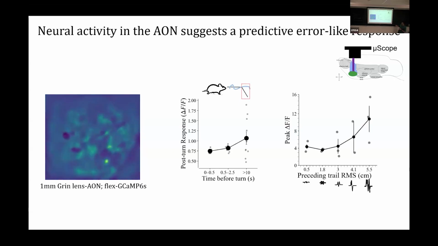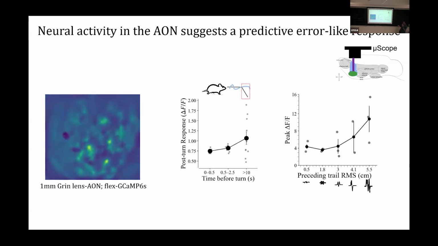here, post-turn response similarly seems to correlate to how long they have been tracking the trail. So in other words, if the animal has been tracking the trail for longer, the post-turn response actually is higher, which hopefully you would remember from the behavior. If you don't, it'll come up. And similarly, the response in the AON seems to correlate, in the straight sections, to what they have faced in the recent past. So if the animal comes to a straight section and the trails are preceded by a larger RMS, the responses in the AON are higher than if it was relatively straight or smooth.